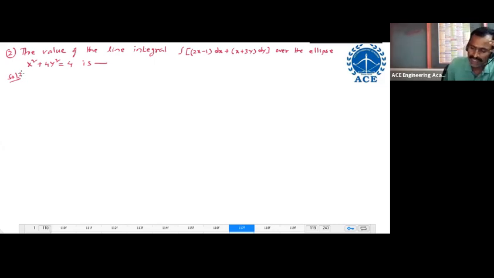So again, we are given a line integral in Cartesian form, integral over C of f1 dx plus f2 dy form only, and we are asked to find the integral over the ellipse. The equation of the ellipse is given. So this ellipse is a closed region, so its boundary is closed. So we write the value of the line integral using Green's theorem by converting line to double.